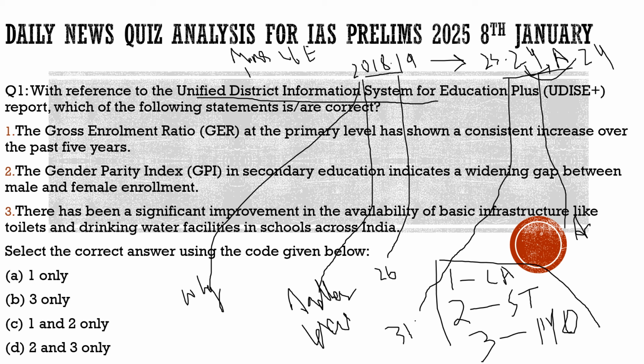And the third important question which the author raises is that in this survey done in 2023-24 by UDISE plus, they found that 15 lakh schools were assessed.